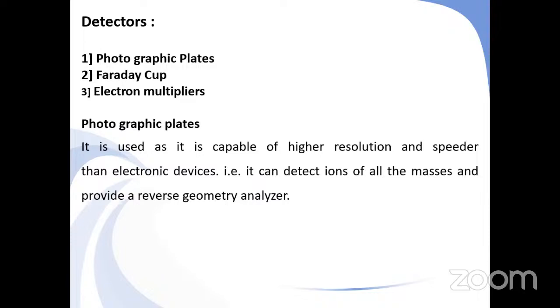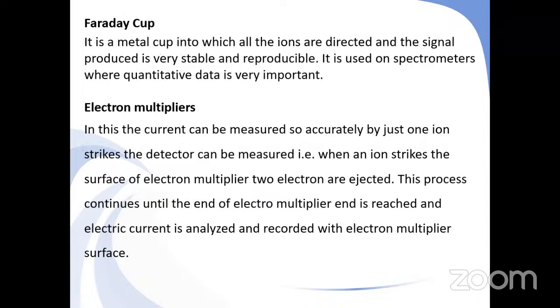There are three types of detectors observed in the LCMS, which include photographic plates, Faraday cup, and electron multiplier tubes. Photographic plates are high resolution and are generally used in electronic devices which detect the ions based on the m/z value. Whereas in the Faraday cup, the ions are directed, and the signal produced is very stable and reproducible. That is, the signal produced in the detector is stable and reproducible.